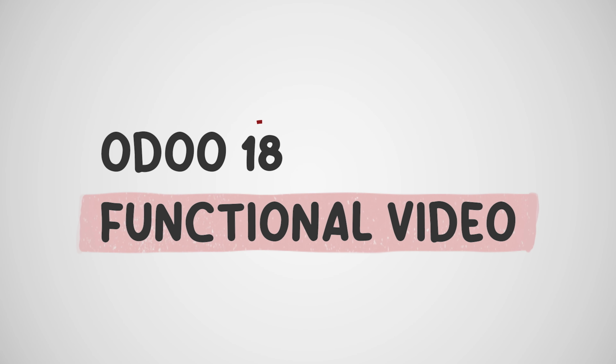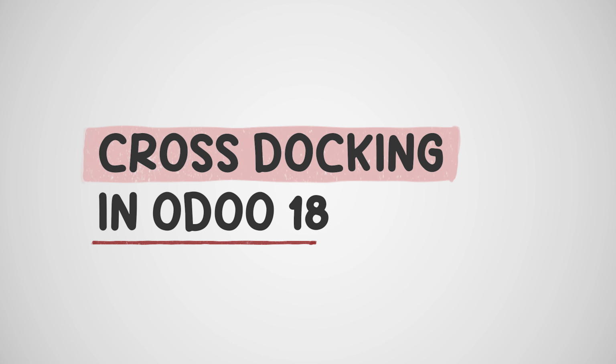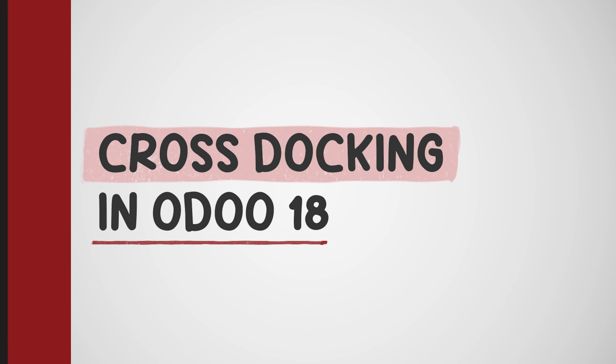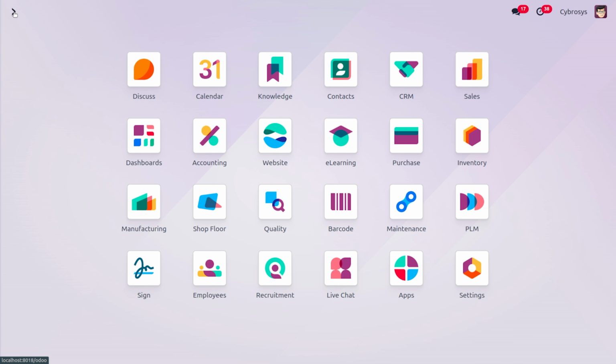In today's video, we will discuss cross-docking in Odoo Inventory. Cross-docking is a logistic process where goods are received at the warehouse and immediately transferred to the outbound vehicle for shipment to their final destination, bypassing the traditional storage step. This approach minimizes handling and storage time, and reduces cost and delivery times.